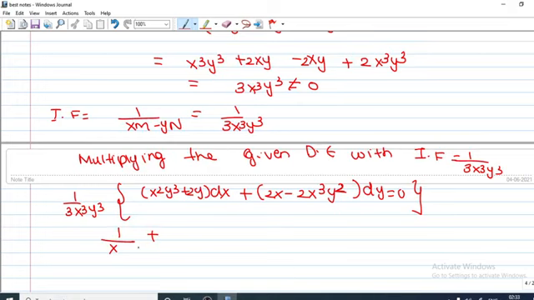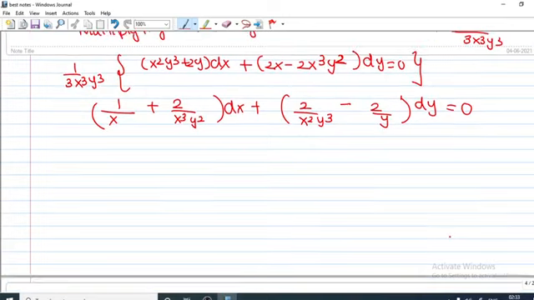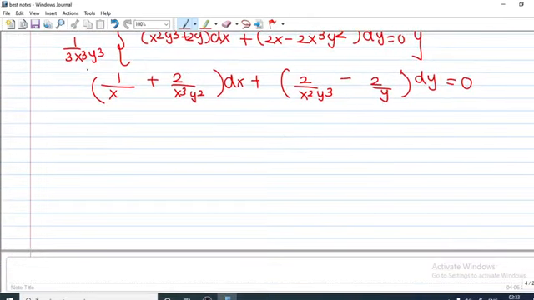So here x will be left, and here 2 in the denominator with x cube and y square, the whole dx. Then here 2 will be left with x square y cube, and here 1 by y, and here dy equal to 0. So we are getting something like this, and this is the exact differential equation.